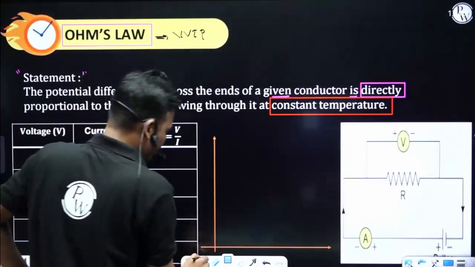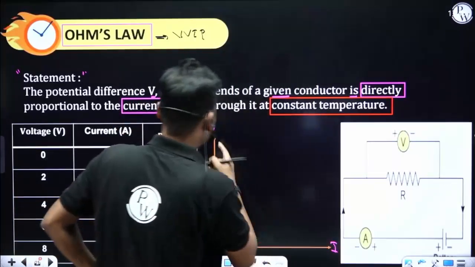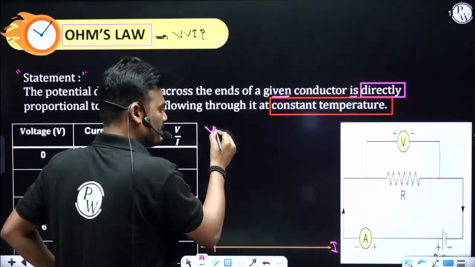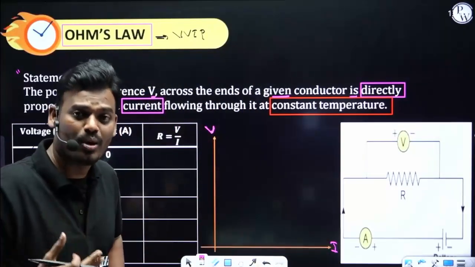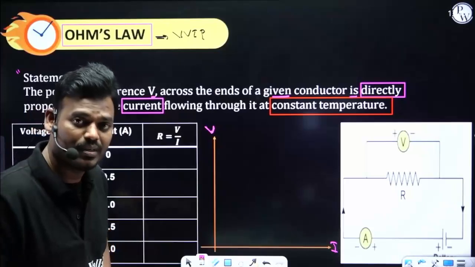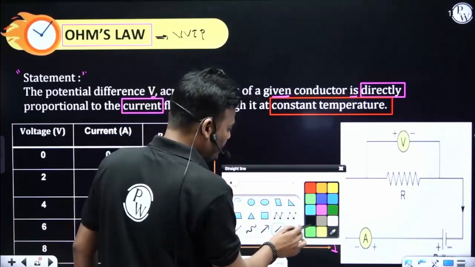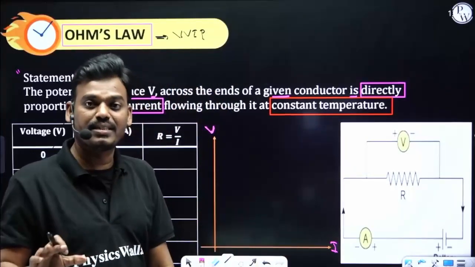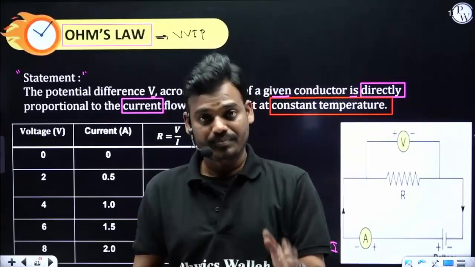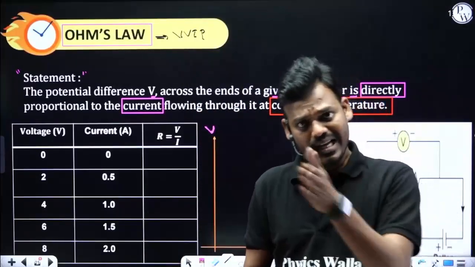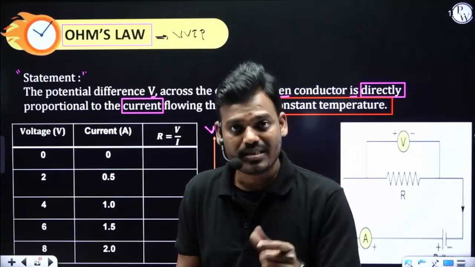So that means here V and this is I. This is the potential difference in volt, and this is the current in ampere, milliampere, microampere, or nanoampere, depending on our scaling. Okay, so as it is directly proportional, if the potential difference is zero, what happens to the current? That is also zero, because the current depends on the potential difference. If there is no potential difference, there is no flow of current in the circuit. So that means it is directly proportional.